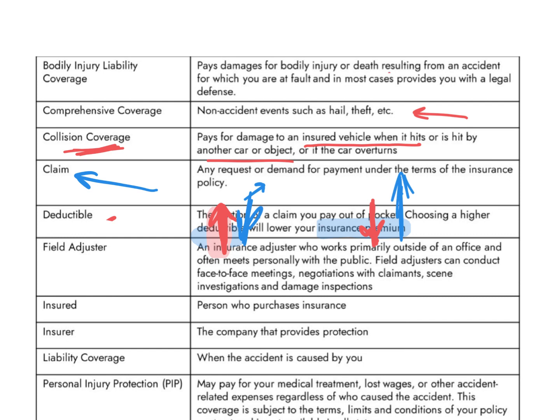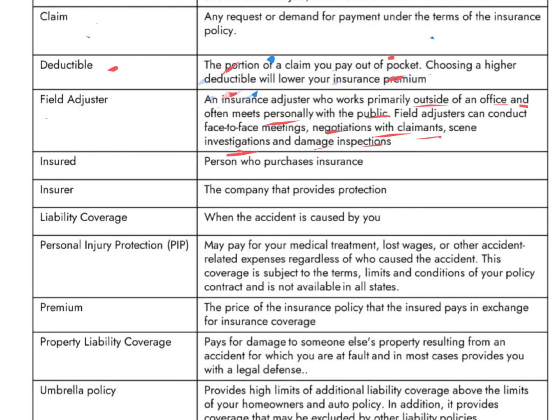If you're ever involved in an accident, you're going to have to talk to the field adjuster. That's basically a person working for insurance who works outside of an office and meets personally with the public. And what they do is negotiate claims, investigations, and damage reports. So basically, the worker for the insurance company is known as the field adjuster.